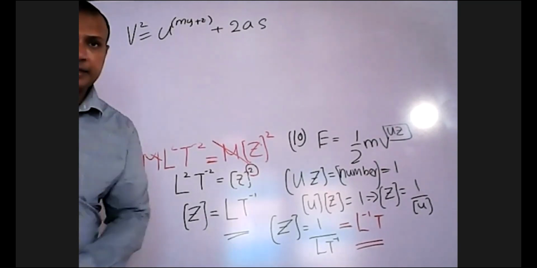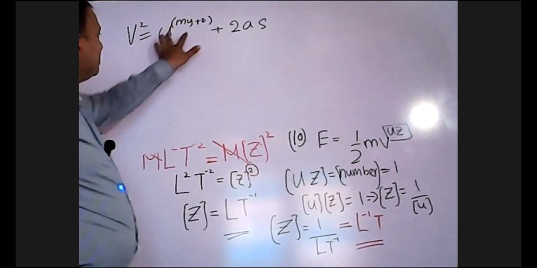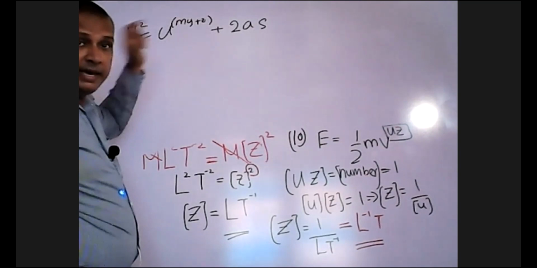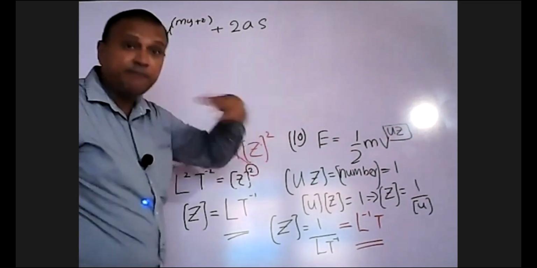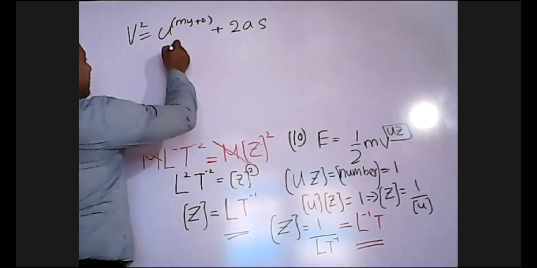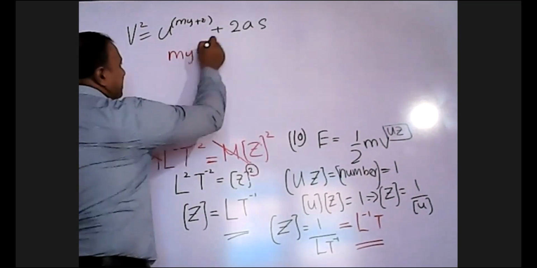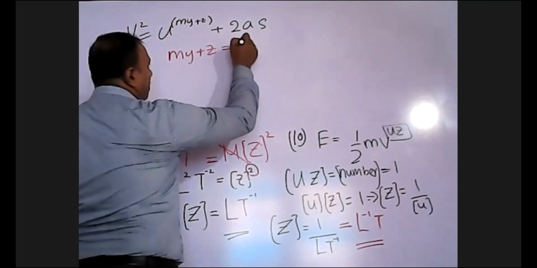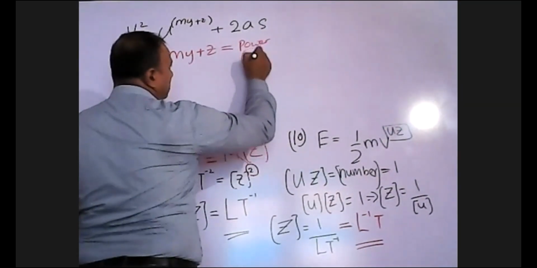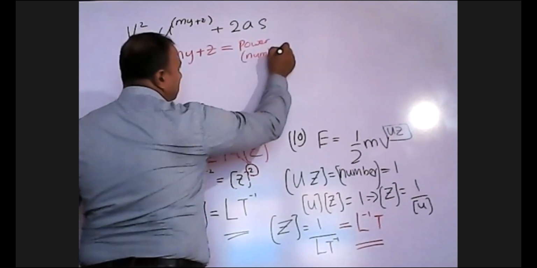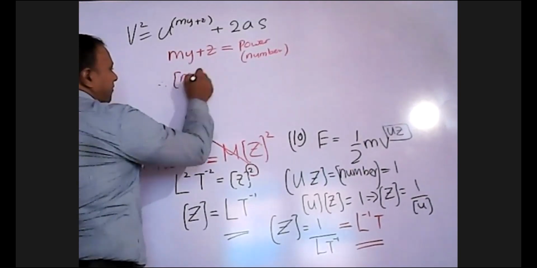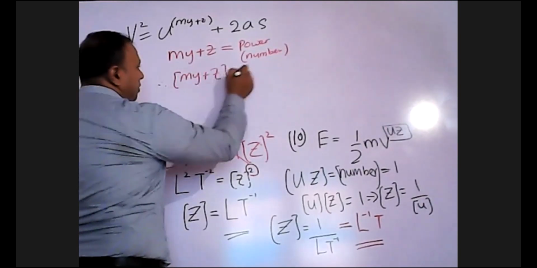In this case, u is u to the power m y plus z. My plus z means it is a power, so it doesn't have a dimension. Power means number. It is a number. Therefore, the dimension of m y plus z is equal to 1.